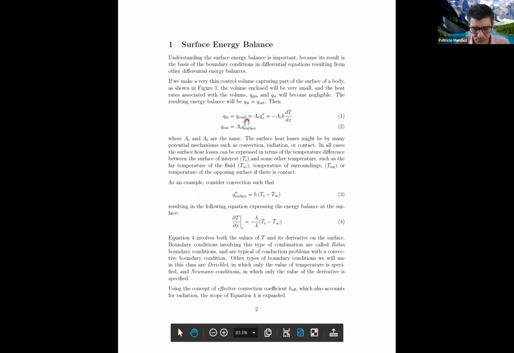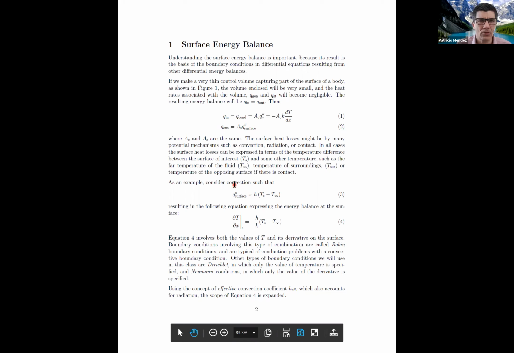And the heat flux at the surface. The heat flux at the surface can be many things. It could be convection, contact, radiation, because all of those had a similar expression that was an h times a temperature difference between the surface and the far temperature.